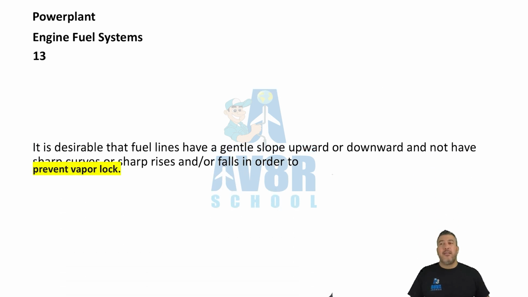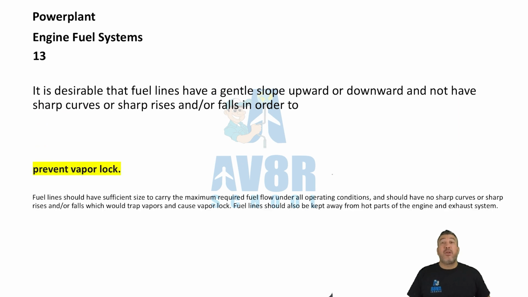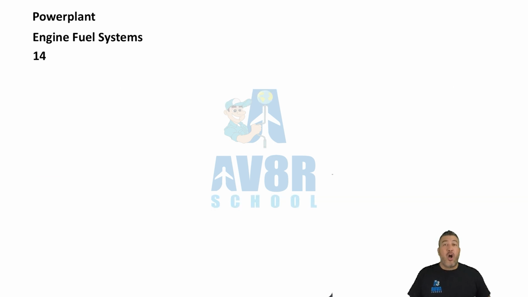Number 13, prevent vapor lock. So it is desirable that fuel lines have a gentle slope upwards or downwards and not have sharp curves or sharp rises or falls in order to prevent vapor lock. They want to prevent vapor lock.